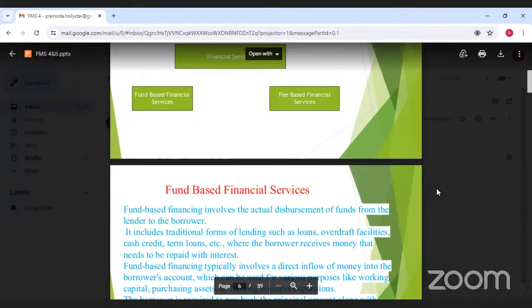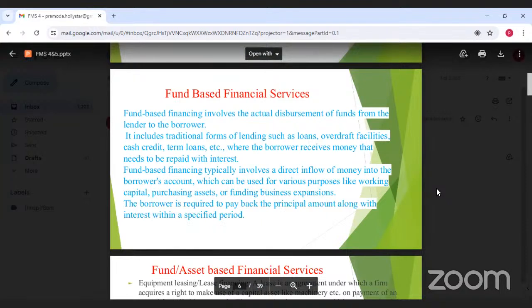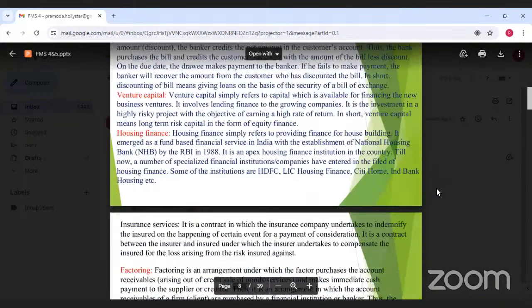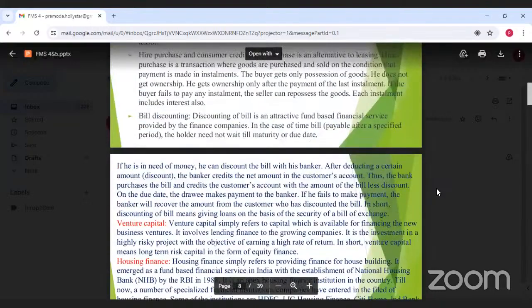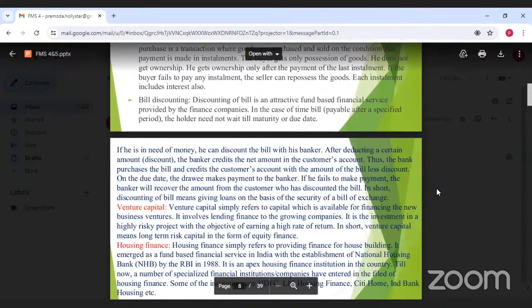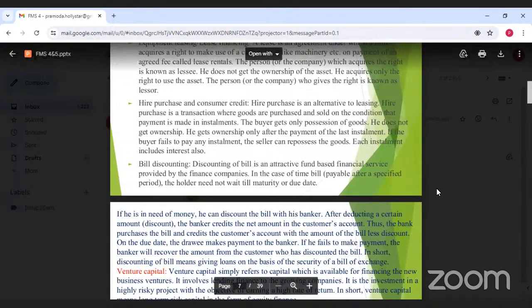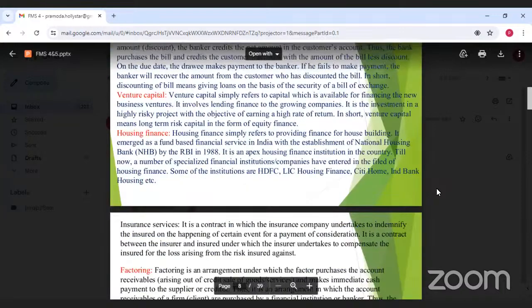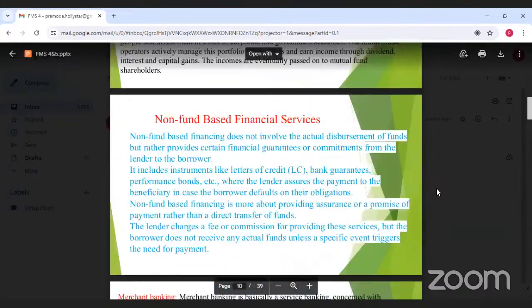So when the amount is actually transferred or credited to the account of the borrower, for investing them for various purposes in his business, such kind of financial services, we call them fund-based financial services. We have also studied the various types of fund-based financial services: equipment leasing, that is lease finance, hire purchase system, discounting of bills, venture capital, housing finance, factoring, mutual funds.